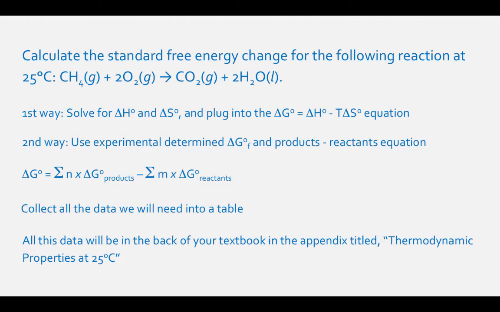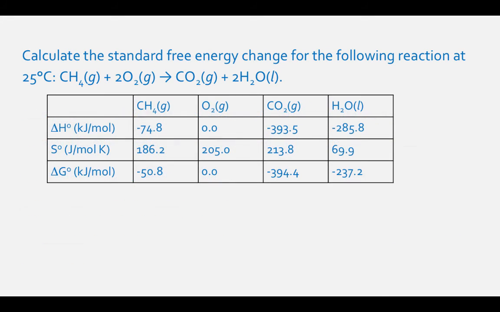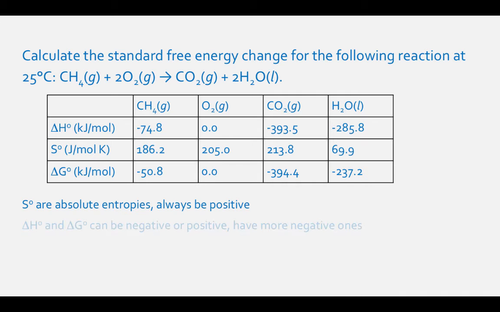One thing you notice about this table is that all of the S naught values are positive, and most of the delta H naught and delta G naught values are negative. Why is this? Remember, the S naught values are experimentally determined absolute entropies, so they will always be positive, because this is just how they were designed to be. The delta H naught and delta G naught values can be positive or negative. We just have lots of negative values for this question.